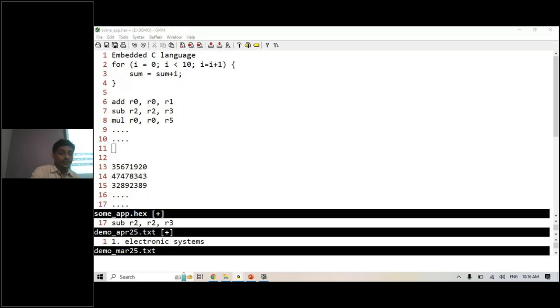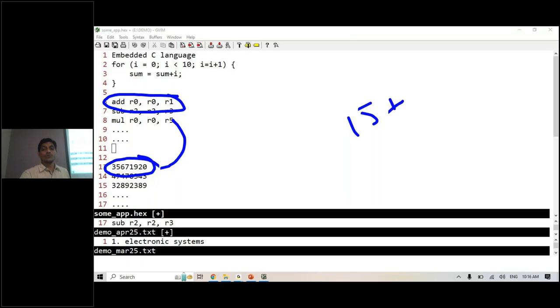Once this is fetched, what is the next step? Decode. What does decoding mean? Understanding what it actually is. Then execute means what? Like I will ask you, what is 15 plus 7? 12. No, 27. The way you are doing calculation, even hardware has an ALU. What is ALU? Arithmetic logic unit, to do all these calculations.